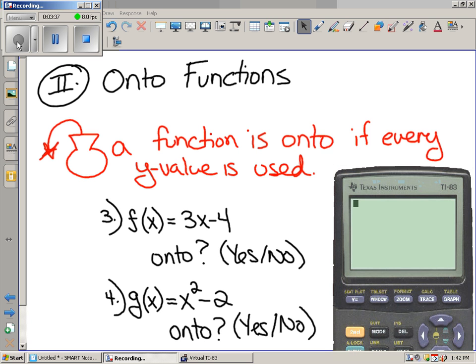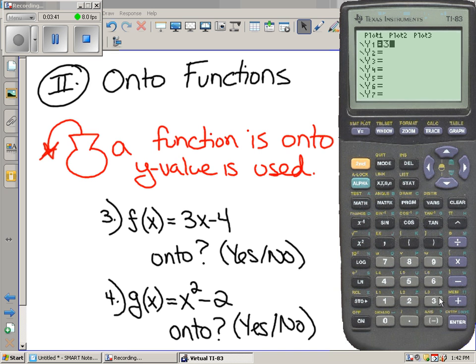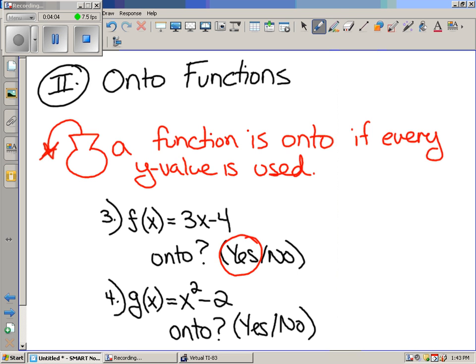So grab your calculators. We're going to take that first one, we're going to plug it in. We're going to do 3x minus 4. And we're going to take a look at a graph. Is every y value being used? That is a line. It goes on in either direction forever. So I would say, yes, every y value is being used. So this first one is an example of an onto function.